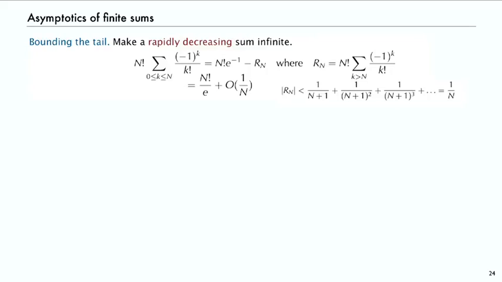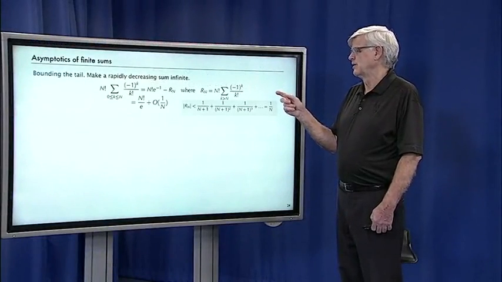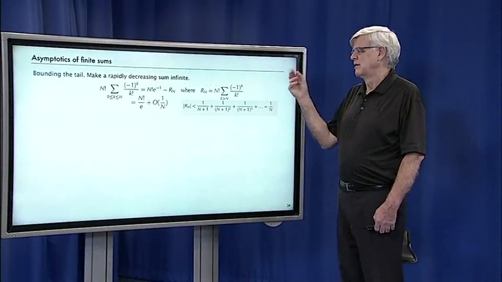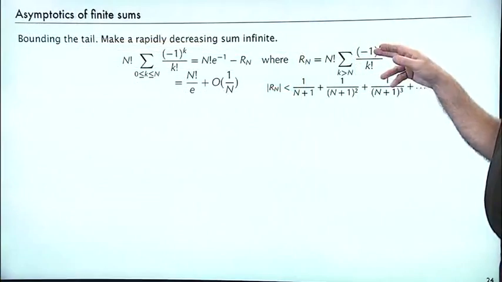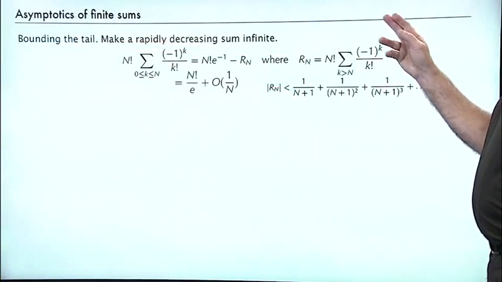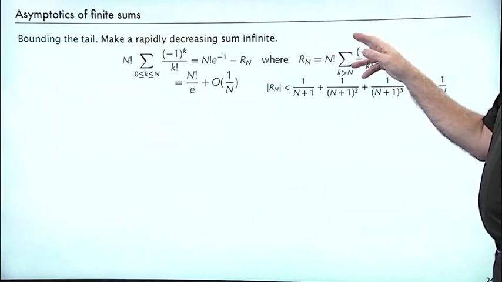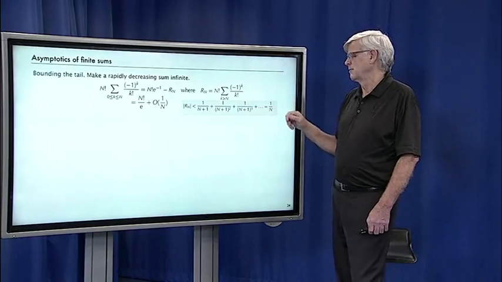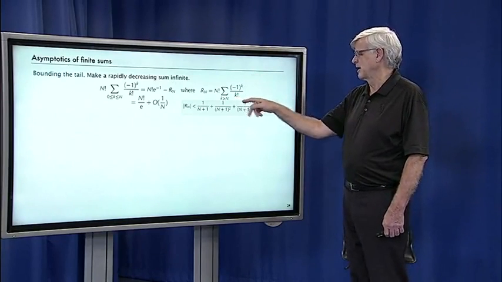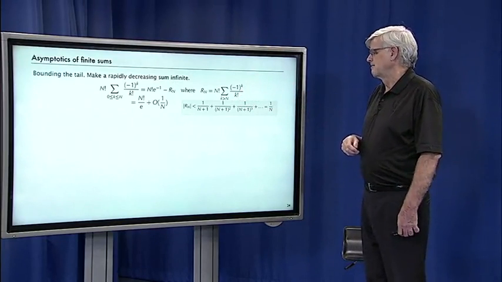So here's an easy example called bounding the tail. There's a famous problem where the end result is expressed in terms of this finite sum: n factorial, sum as k goes from 0 to n, of minus 1 to the k over k factorial. To deal with that one, we're going to write it as an infinite sum. The infinite sum, k greater than or equal to 0, of minus 1 to the k over k factorial, is just 1 over e to the minus 1. So the quantity that we're interested in is equal to n factorial over e minus this remainder term. And the remainder term is n factorial times the sum over k bigger than n of minus 1 to the k over k factorial.